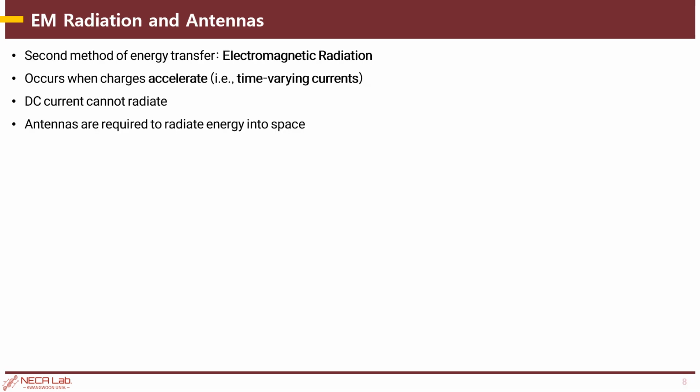Now, in communication systems, the second way to transfer energy after transmission lines is electromagnetic radiation. This happens when charges are accelerating, which basically means the current is changing with time. So a steady DC current can't do this. It doesn't create electromagnetic waves. So if we want energy to travel through space, we need time varying current and we need antennas. The antenna is the structure that takes the current and turns it into radiated energy that can travel through the air or space.